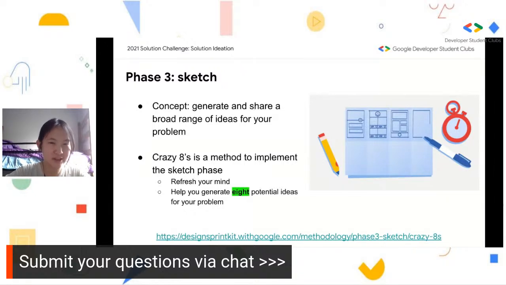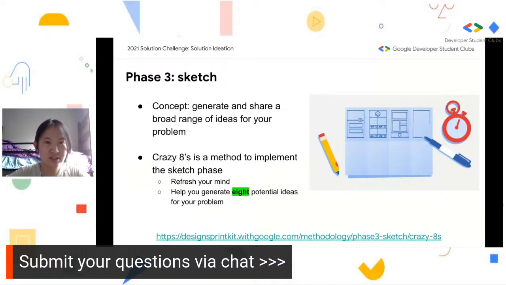So what are we doing in sketching? Sketching is a concept to generate a broad range of ideas for your problem. The purpose of this phase is to encourage team members to conceptualize possible solutions for a defined problem in a short time. Of course, there are several methods to go about sketching these possible ideas.